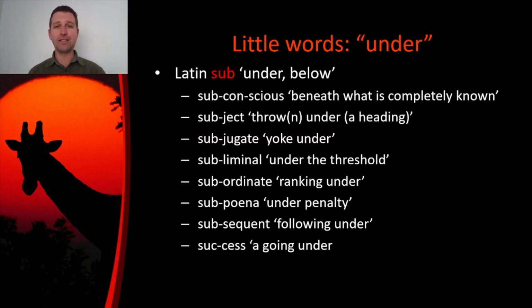So for instance, if the next word starts with something like a C, the B will turn into a C, and then you'll get a word spelled with 2 C's, like success, which used to be subces originally in Latin. The kes part means to go, and so success is a going under in the same way that subsequent is a following under, which means after in time. A going under means that it happens afterwards.